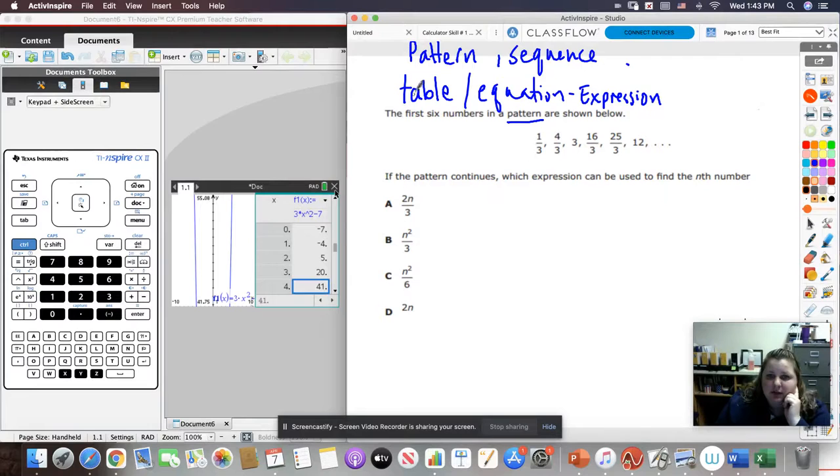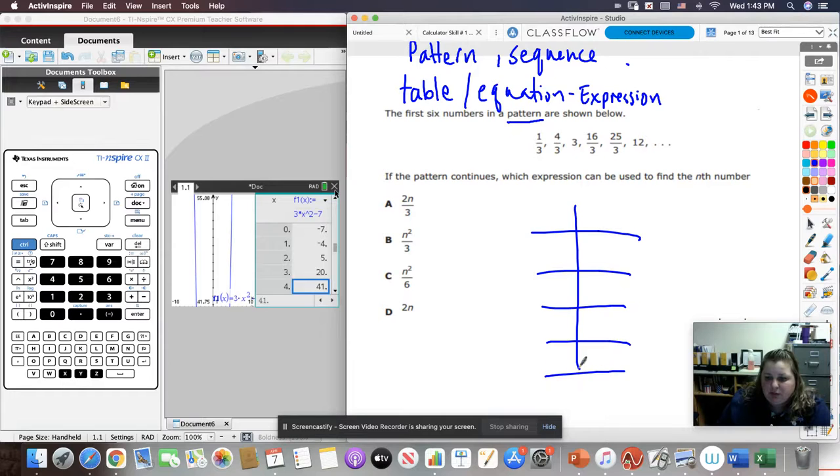Now, sometimes the table comes in the form of a pattern or sequence. You have to create the table. So anytime it says pattern or sequence, they've really given you a table. You just have to kind of create it. So term 1 of the pattern is 1/3. Term 2 is 4/3. Term 3 is 3. Term 4 is 16/3. Term 5, 25/3. Term 6 is 12. So here's your 6 terms.